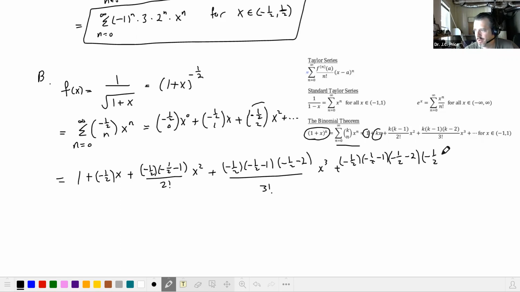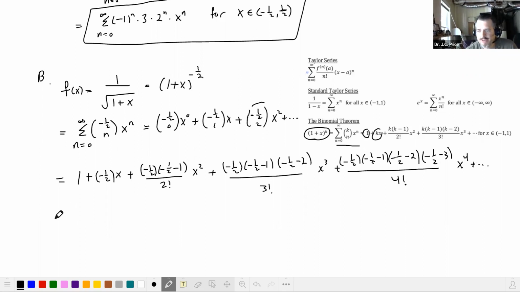-1/2 minus 4, or minus 3, I'm sorry. And then all divided by 4 factorial, x to the 4th, plus ... Now that may be overkill, but that's okay with me. All right. And so there's the pattern. I see the pattern. I feel good about the pattern. Now I just got to simplify this just a little bit to see what's happening.